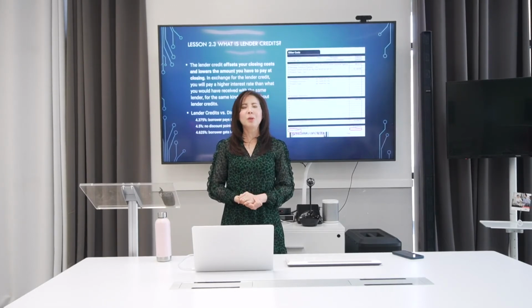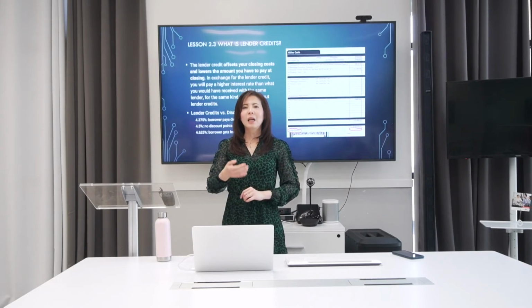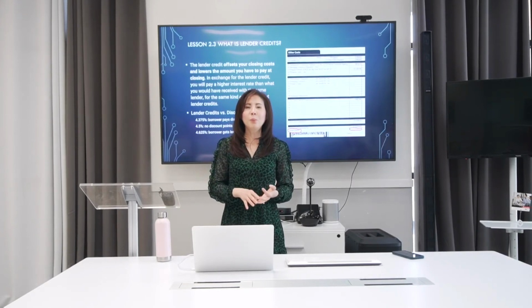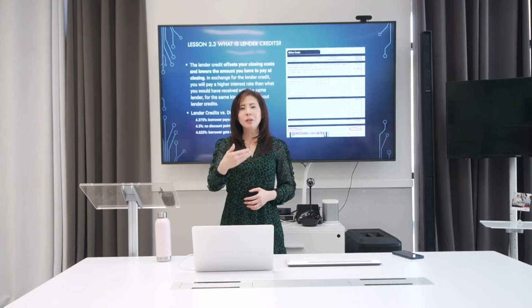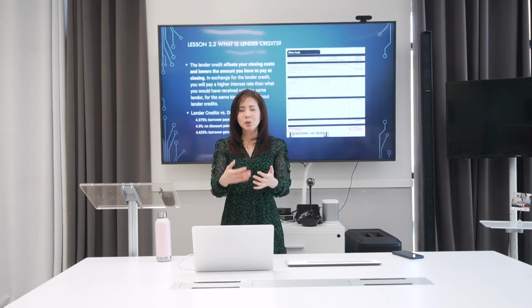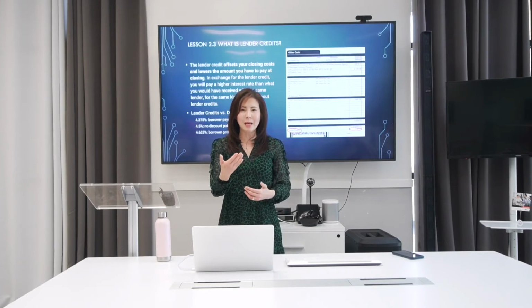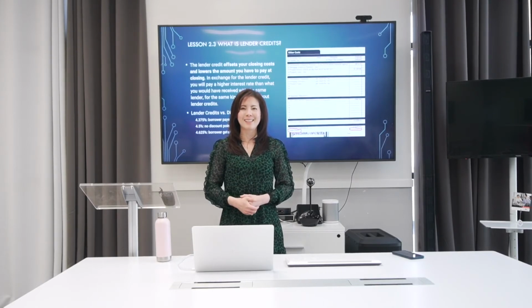When people do a no point, no cost loan, meaning the client has to accept a higher interest rate, that rate will cover all the points and costs. That means the lender gives you all the money to pay for your points and your costs. When you do a no point, no cost loan, the lender pays for you, but in return you have to accept a higher interest rate. That's how you get a no point, no cost loan.